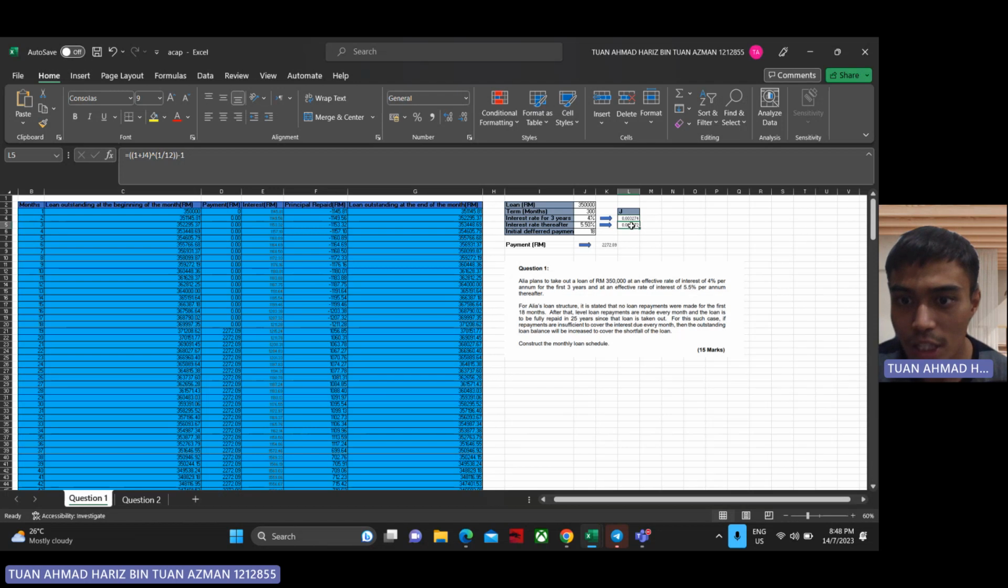The same goes for the J for thereafter, where we just use the same calculation but substitute the interest rate for thereafter, which is 5.5%. 1 plus 5.5%, close bracket, multiply with the power of 1 over 12, close bracket, minus 1. And then we got 0.004472 for the J for thereafter.